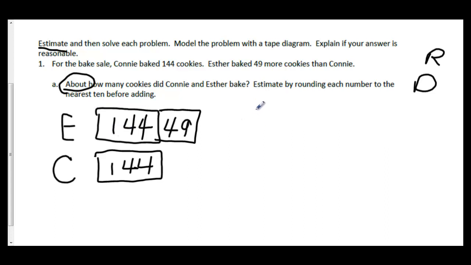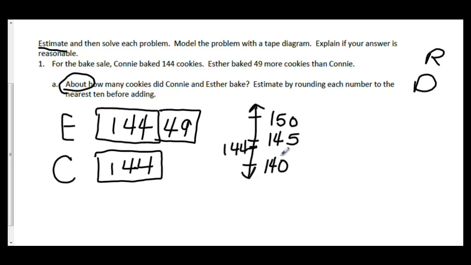So I've got 144, and I'm going to round it to the nearest 10. There are 140 tens and 144. 10 more would be 150. My midway point would be 145. Because 144 is less than 145, 144 would round to 140.